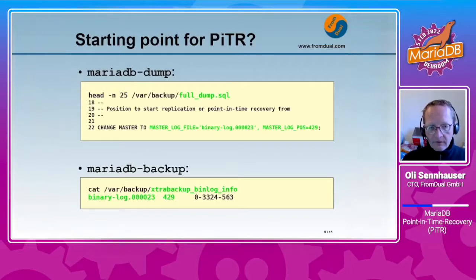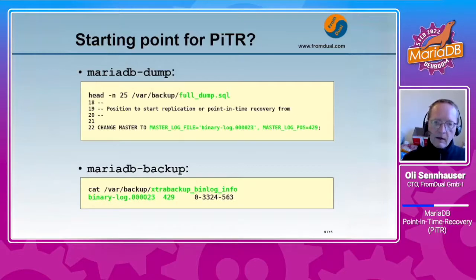Starting point for point-in-time recovery. When the backup was done with MariaDB dump, you get at line approximately 22 in your backup this information here: CHANGE MASTER TO MASTER_LOG_FILE, then the name of your log file, and MASTER_LOG_POS, a byte position inside this binary log.